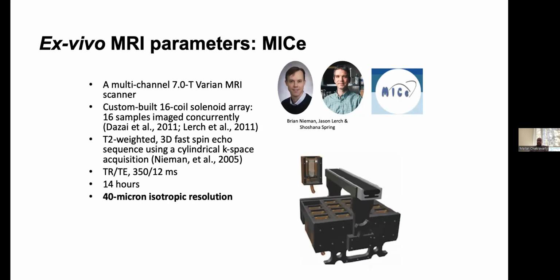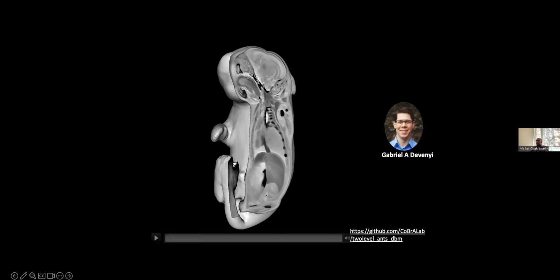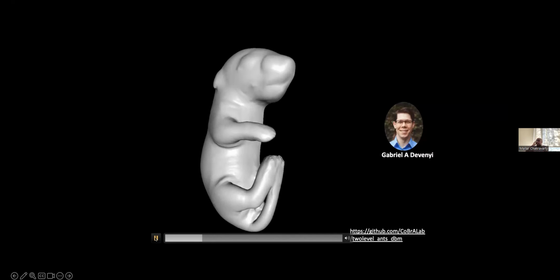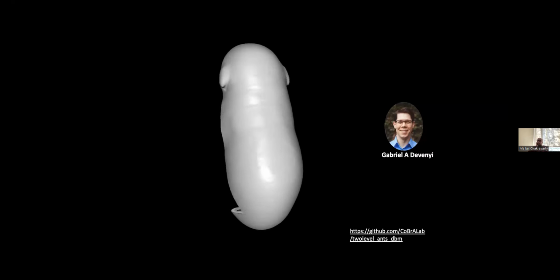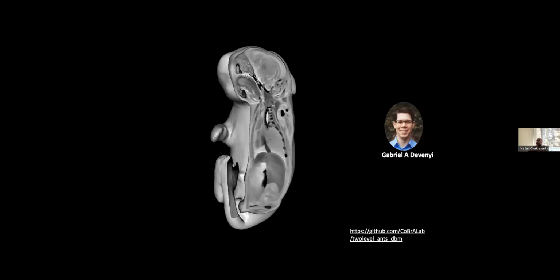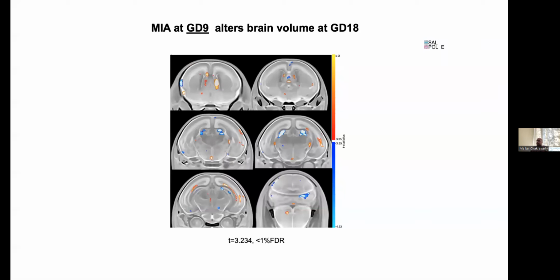But we got images at 40 microns, and using something similar to the pipeline that we mentioned before, you can create an average representation of the anatomy that looks something like this, which is a beautiful representation of not just the brain, but also the body, using pipelines that we adapted. And when we do that, you can model the differences in volume in the GD9 mouse. And what you see is that you have altered brain volume when the inflammation is introduced at gestational day 9, and you harvest the embryos at gestational day 18, compared to a saline injected control.